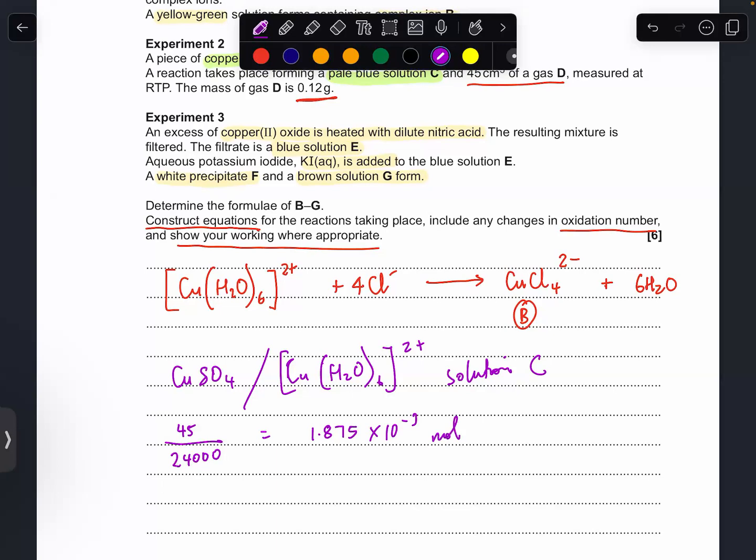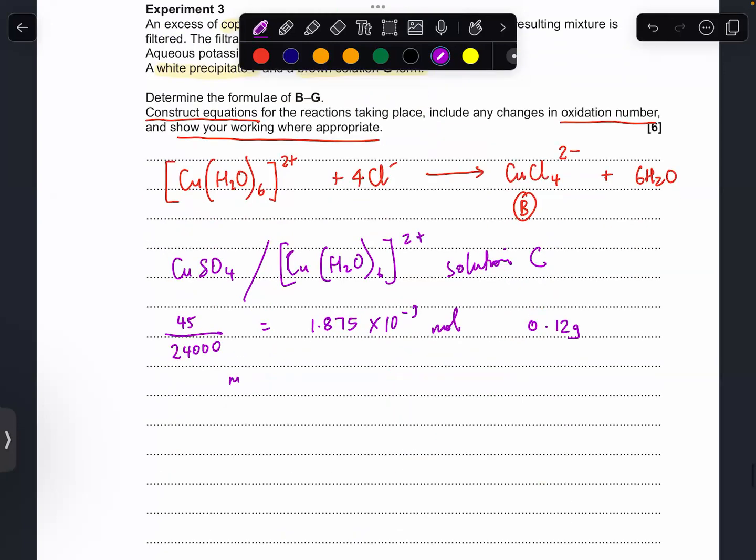You've got the moles, and you've also got the mass. The mass is 0.12 grams. We know that mass over moles, the number of moles, will give you the Mr of the compound. Normally it's mass over molar mass that gives you moles, but we're working backwards. So let's work this out. 0.12 divided by 1.875 times 10 to the minus 3. This gives you exactly 64.